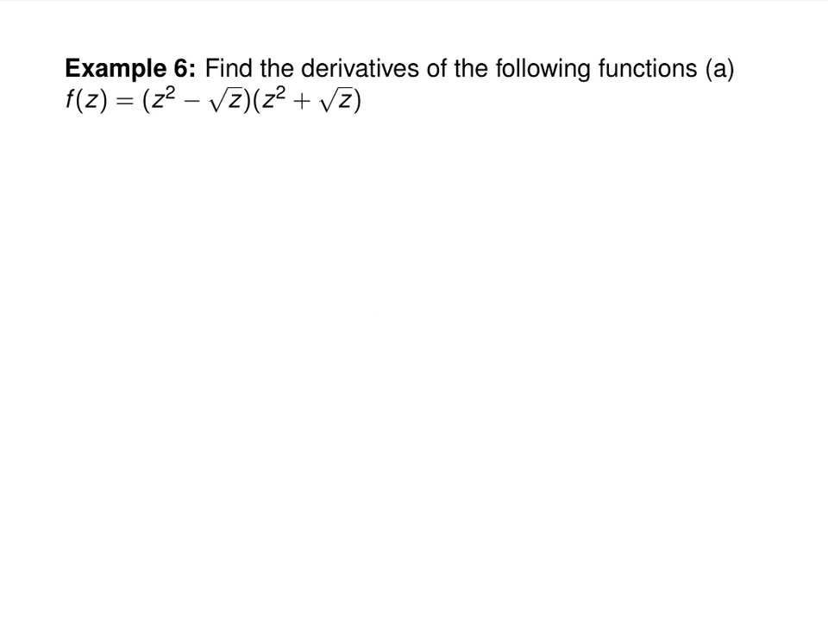But I will specify. Okay, this one, the product rule will work, but it is a lot easier if you don't use it. So let's look at why. So if you multiply, what is z squared times z squared? Z to the 4th.